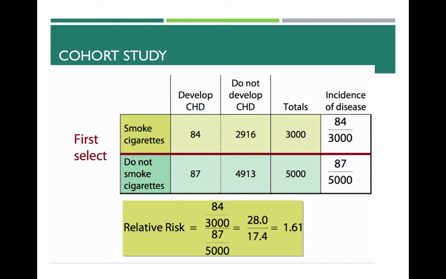In the non-smoker group, we had 5,000 non-smokers, and 87 of the non-smokers developed heart disease. And so the incidence of disease in the non-smokers is 87 divided by 5,000. So if we divide the incidence in the smokers by the incidence in the non-smokers, we come up with a relative risk of 1.6. And a relative risk greater than 1 means there's a positive association between smokers and heart disease. We can say that smokers are 1.6 times as likely to develop heart disease as non-smokers.